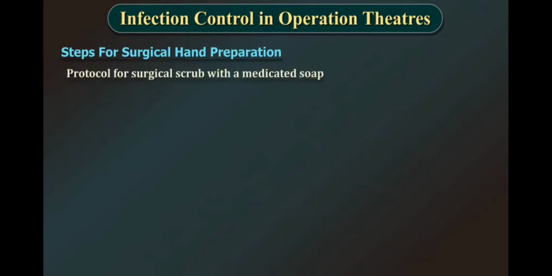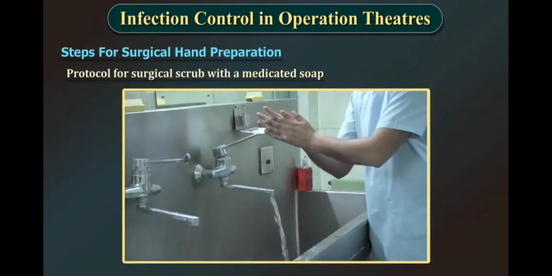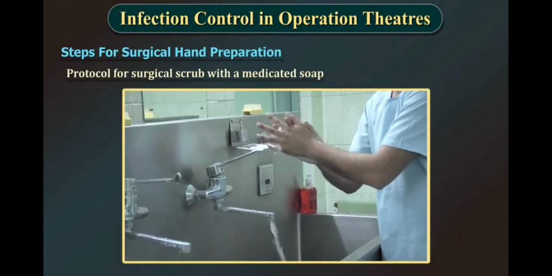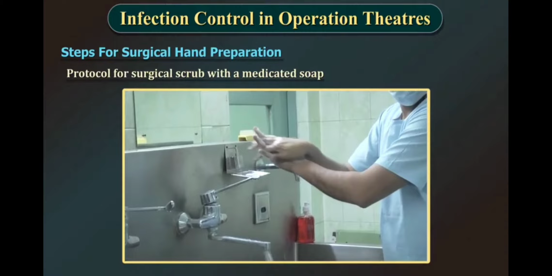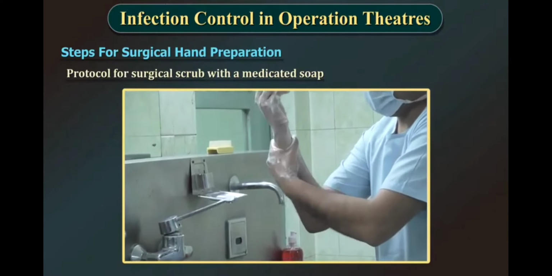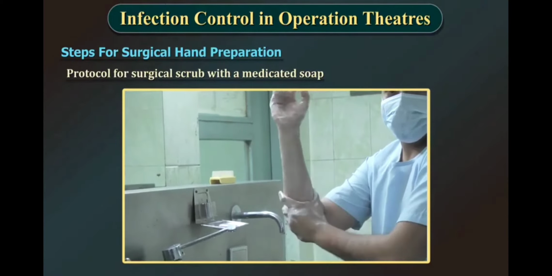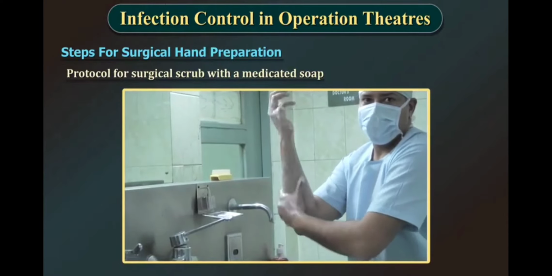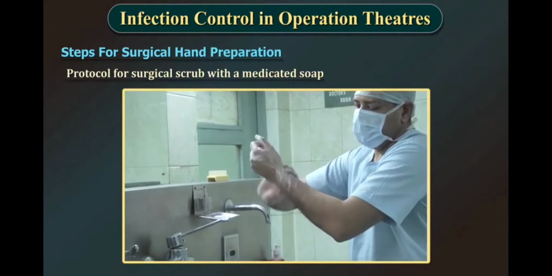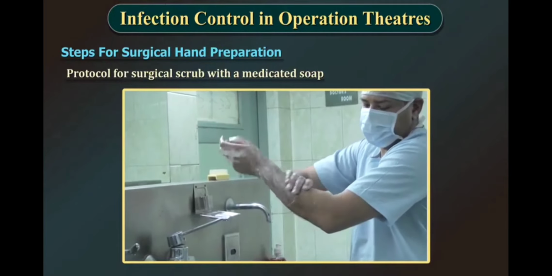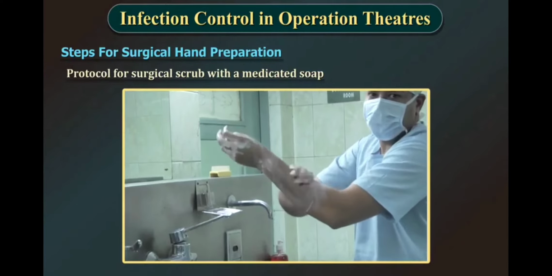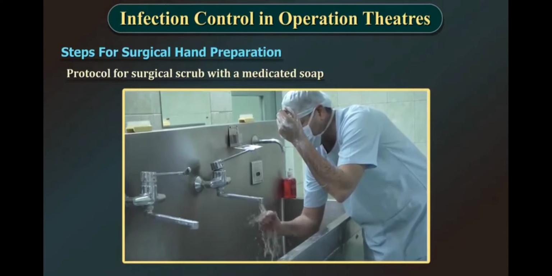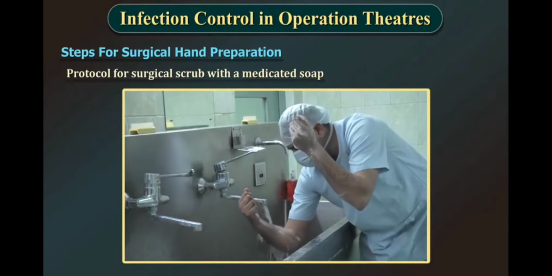Protocol for surgical scrub with a medicated soap. Start timing. Scrub each side of each finger, between the fingers, and the back and front of the hand for 2 minutes. Proceed to scrub the arms, keeping the hand higher than the arm at all times. This helps to avoid recontamination of the hands by water from the elbows and prevents bacteria-laden soap and water from contaminating the hands. Wash each side of the arm from wrist to the elbow for 1 minute.